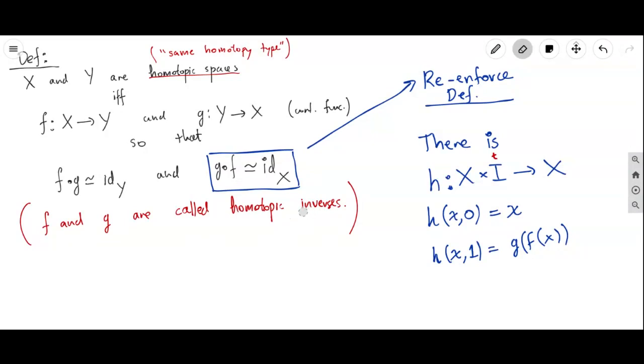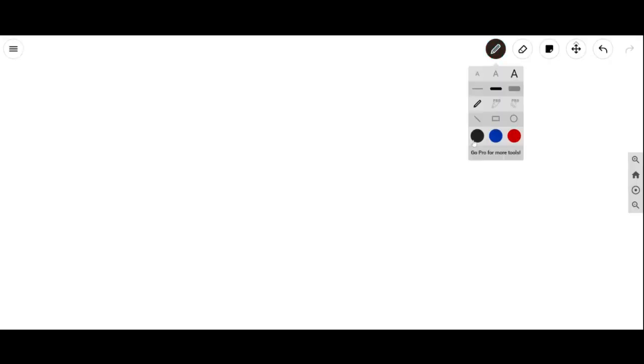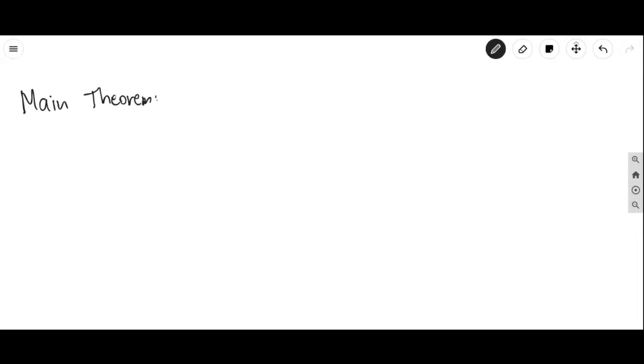So f and g are called homotopic inverses. I think Moncrief calls this, I think you might also call this homotopic equivalences. And maybe there's other words you can use. And this is the theorem that we want to get to. This is like the main theorem of this lecture. In fact, this is really the one thing we're going to prove after we do our examples.